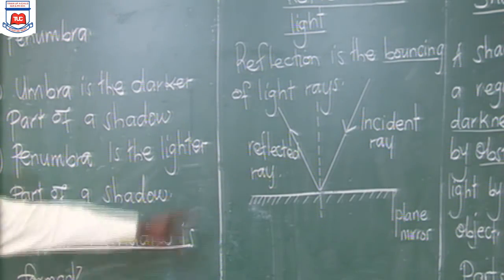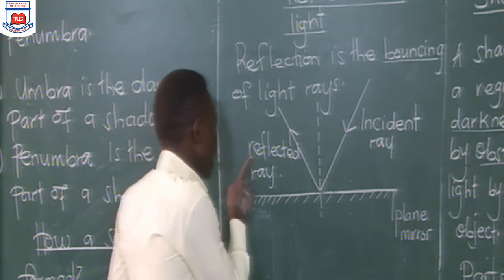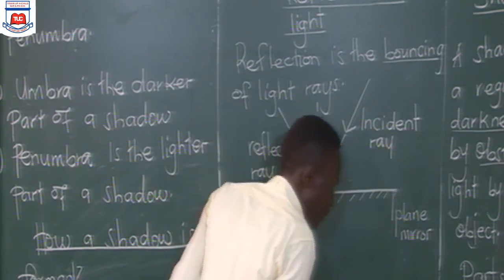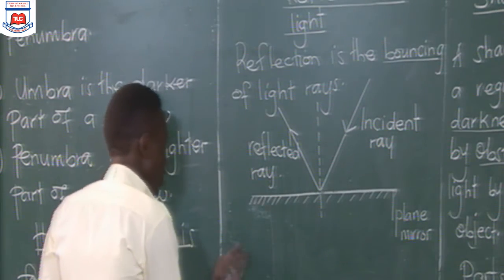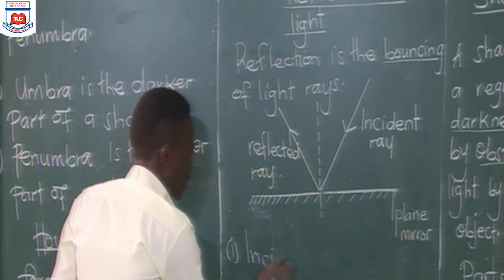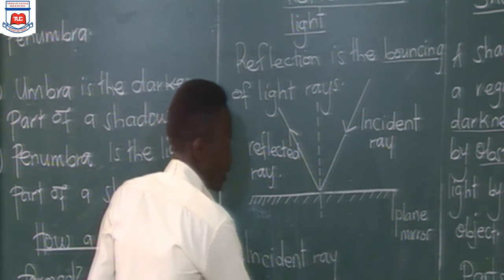Now you want to look at the meaning of these rays. We have the reflected ray, and we do not yet know its meaning. Then we have the incident ray. So the question is: what is an incident ray?